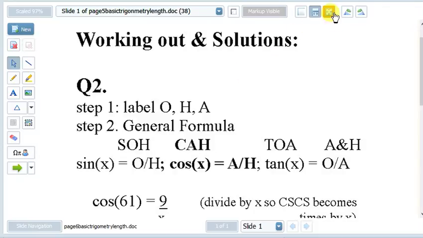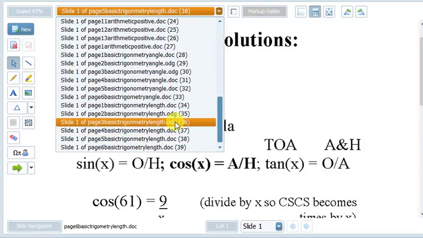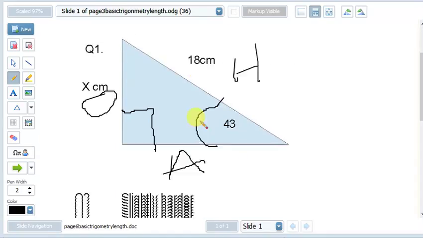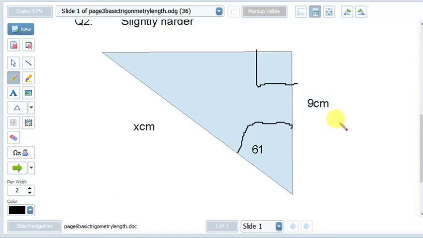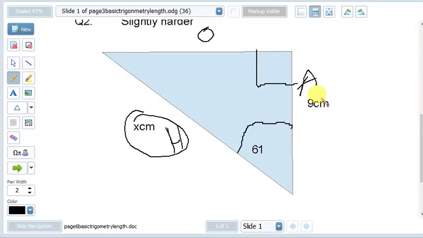So here, which two are we after? So question 2. And if we label this triangle, this side here is the hypotenuse because it's opposite the right angle. This side here is the opposite because it's opposite the 61 degrees, and then this side here is the adjacent. So what we're after is H has to be included, and also the adjacent has to be included. So it's A and H.